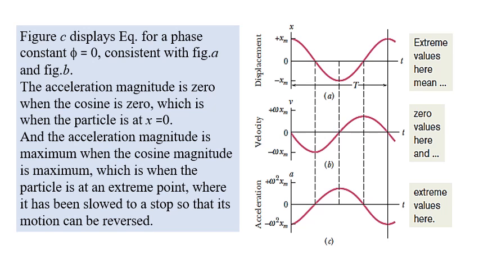The figure C represents the acceleration for a phase constant phi equals 0, consistent with figure A and B. And the acceleration magnitude is 0 when cosine is 0, which is when the particle is at x equals 0. And it is maximum when cosine magnitude is maximum, which is when the particle is at extreme positions.